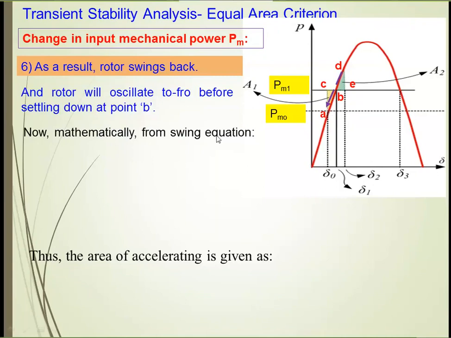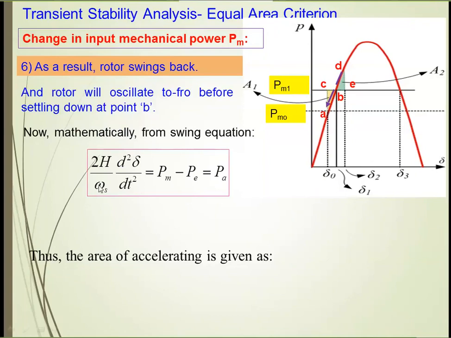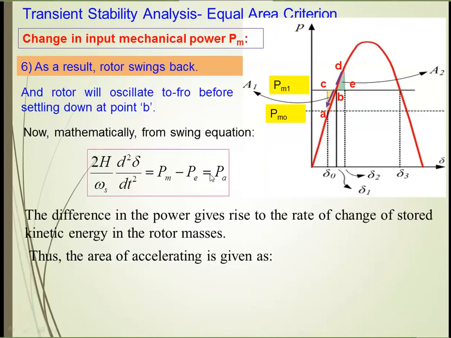And then from the mathematics way, we have this one. From this swing equation curve, this difference in the power gives rise to the rate of change of stored energy in the rotor mass. So how much change in the accelerating power you have, either by change in the electromagnetic power or the change in the mechanical power. So the magnitude of change in PA will define the rate of change of energy in the rotor mass.